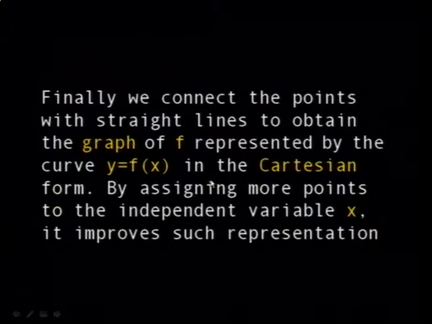So the graph is represented by points, and those points you connect together, so they don't look exactly corrugated, but smooth. The graph goes smoothly the more points you assign. So by assigning more points to the independent variable x, of course, the representation of your graph is improved.